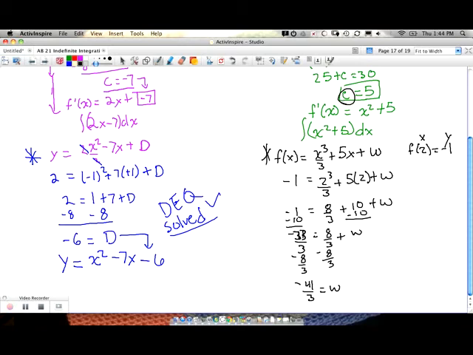That's helpful. But now I need to go back to that original equation and say f of x equals x cubed over 3 plus 5x plus w, which in this case is -41 over 3. Excellent. Okay, we got one more to go. We're doing awesome here.